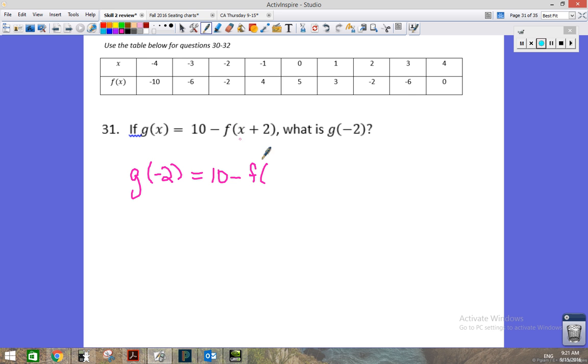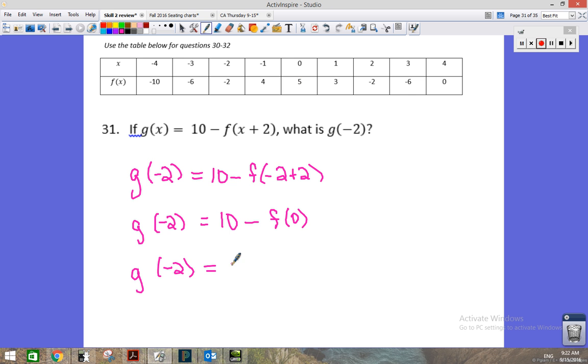I replace x with -2, and we get a subtraction problem. 10 minus some number. That number, I'm going to have to go to the table to determine what it is. And hopefully x equals 0 is in my table, otherwise I wouldn't be able to do it. But it is. When x is 0, f evaluated at 0 is 5. So this is just saying, what is 10 minus 5? That's 5.